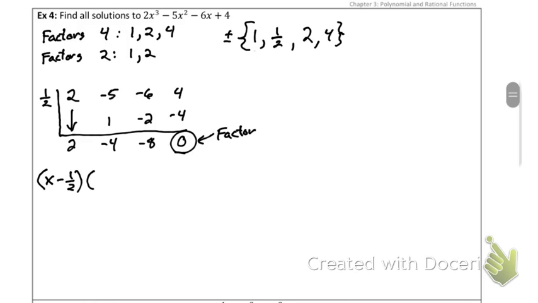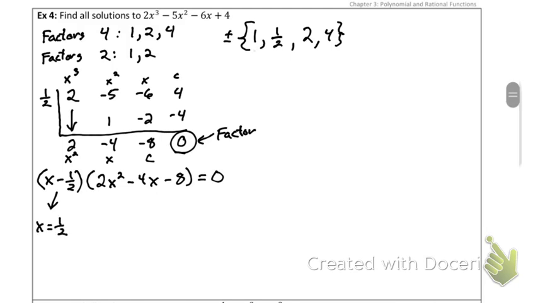And we actually know the second part of this. Once again, if you want to, right above these 2, -5, and -4, you could put your x cubed, your x squared, your x, and your constant to let you know you drop 1 power. So it'd be 2x squared, -4x, and a constant of -8. So we're going to have x minus 1/2 times 2x squared minus 4x minus 8 equals 0. I already found 1 zero. We said that x equals 1/2 is a zero, so let's box that in. Our other zeros are going to come from 2x squared minus 4x minus 8 equals 0.